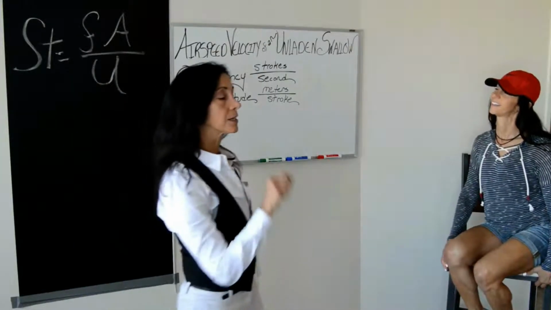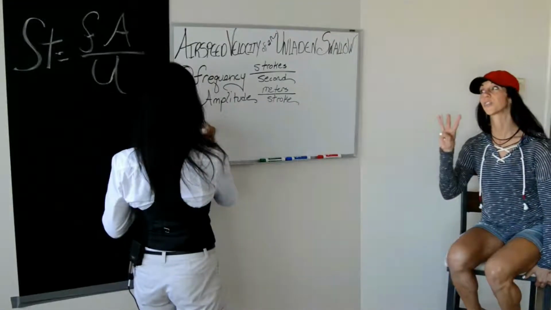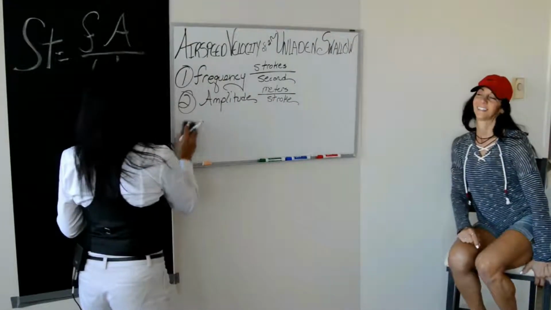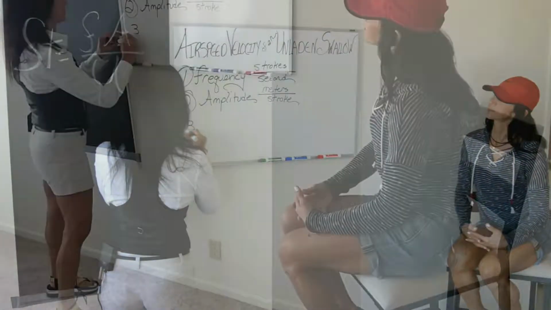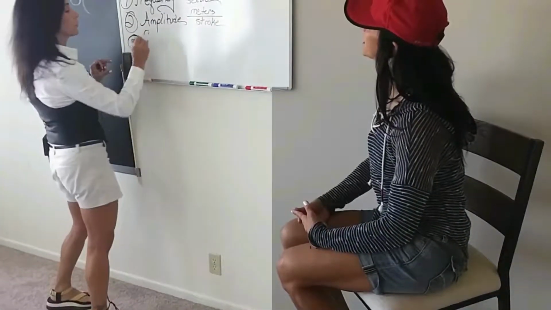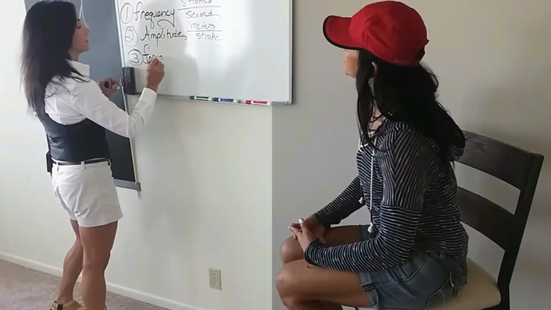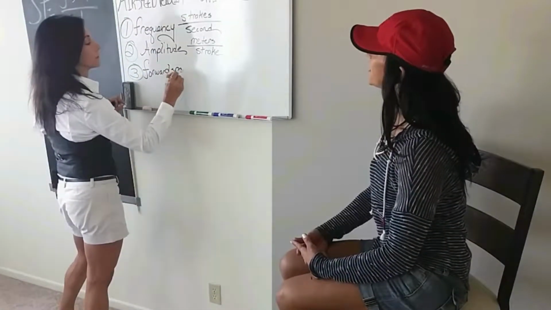And last, 3. U is for forward speed. Wait, U is for forward speed?